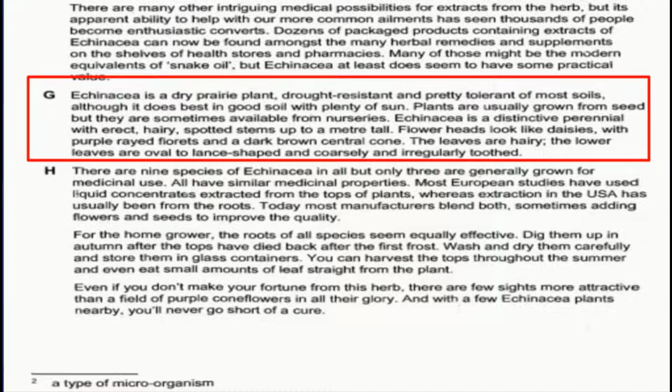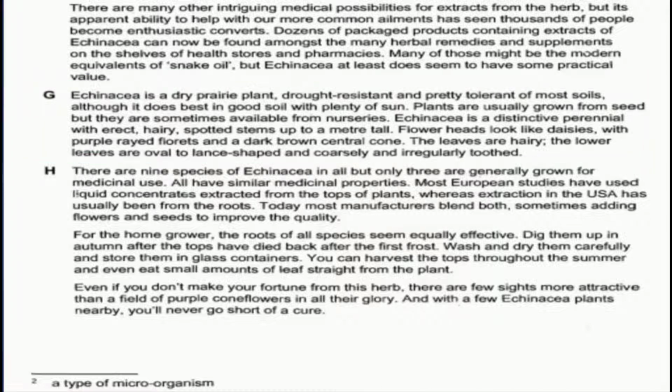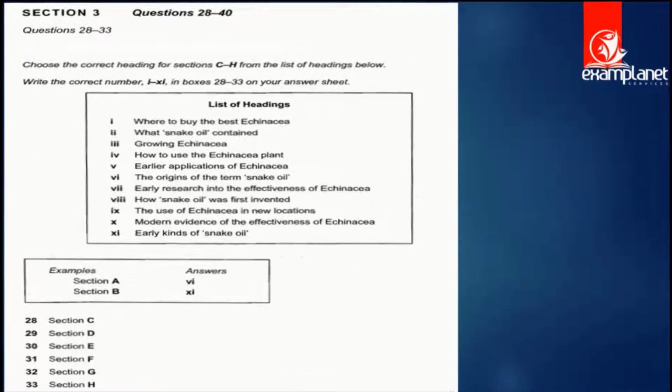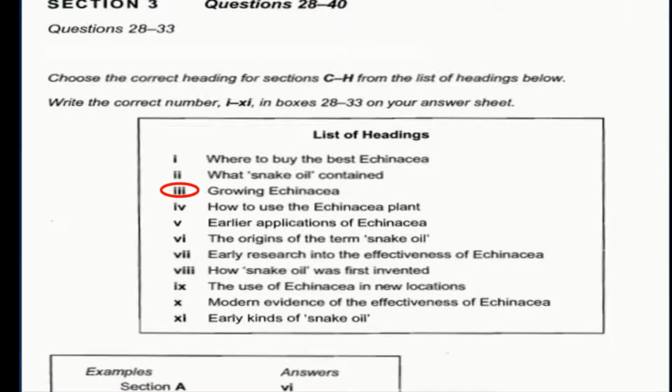How do we know that? It tells about what kind of plant it is, what it is resistant to, and what kind of soil it does best in. But for us to ascertain that it's about the growth, the next sentence still corroborates the idea of growth. It tells us about how plants are usually grown, either from seeds or from nurseries. So if you look at the entire passage clearly, it tells us that the correct option should be Roman figure 3, growing echinacea.